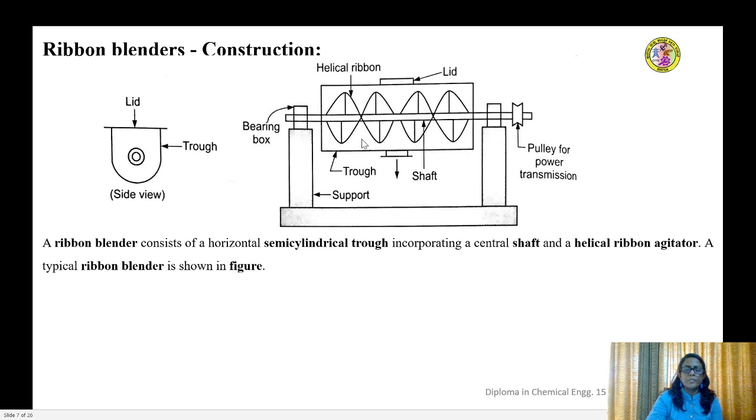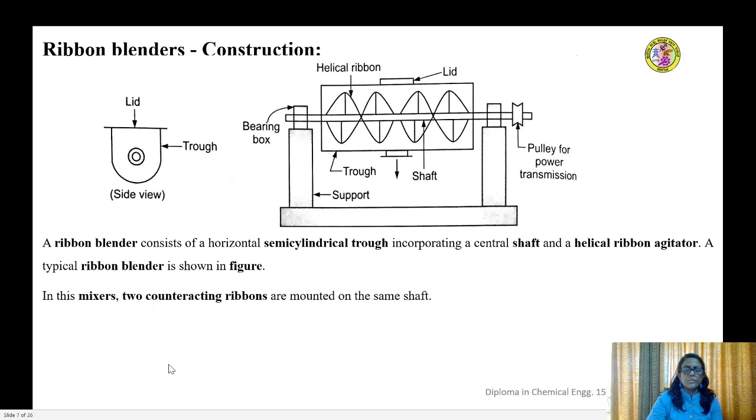Okay, so it incorporates a tunnel or a trough that has a rectangular cross section, and the bottom portion of the trough is U-shaped, that is, a semi-cylindrical bottom is provided. So altogether it is a U-shaped trough in which a center shaft is fixed, on which a helical ribbon type of agitator is mounted. The two counteracting ribbons are mounted on the same shaft.